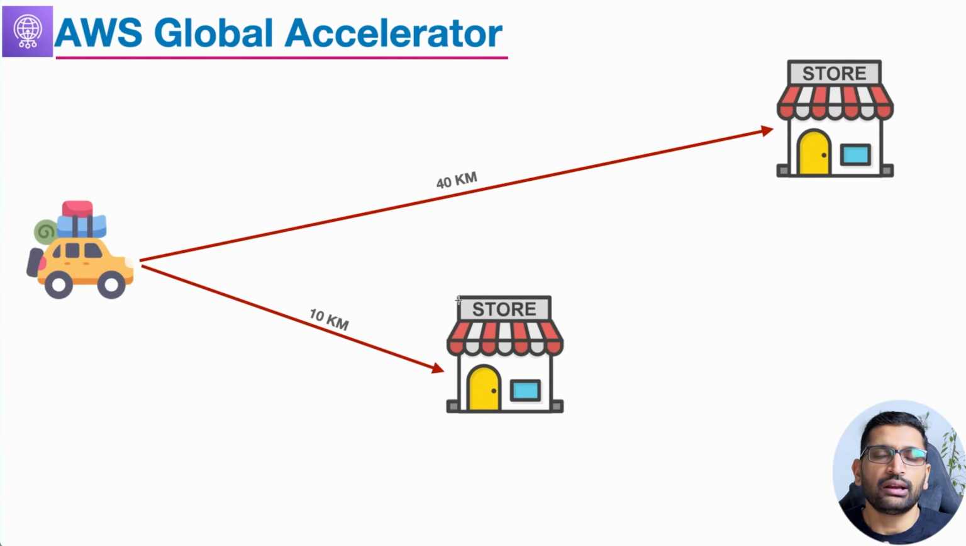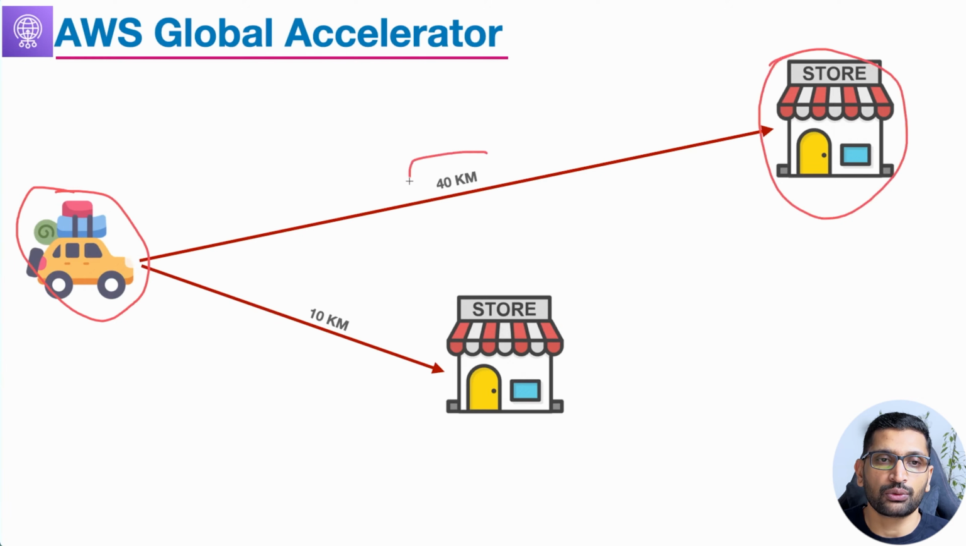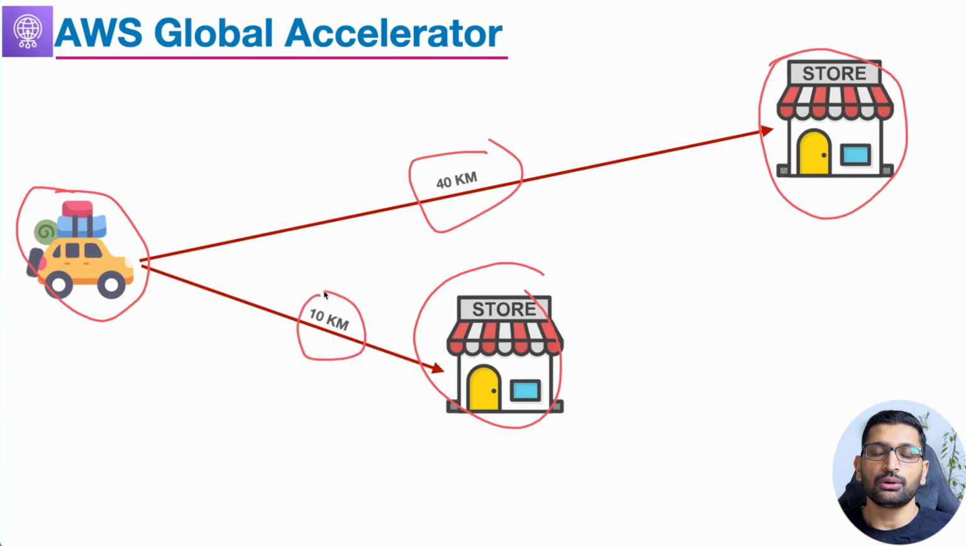But let's simplify everything and try to understand why we need to use the AWS Global Accelerator. So here I'm taking a very simple example: you have a car and you need to go to your grocery store. There are two grocery stores present in your city. One is located at a distance of 40 kilometers, and another grocery store of the same brand is available at a 10-kilometer distance. So what would be your possible choice?